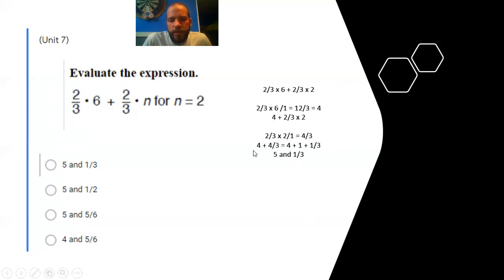So now you have this new problem of 4 plus 4/3, or 4 plus 1 1/3. Add the wholes together, it's 5. The 1/3 is not added to anything, so it's 5 1/3. Final answer. Last one, Unit 8.